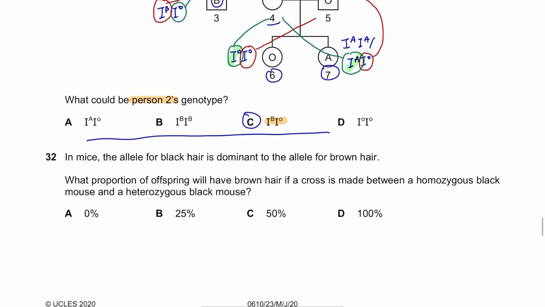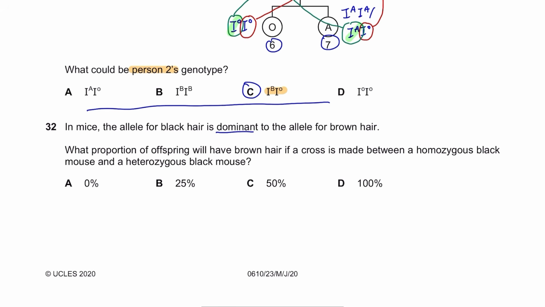Question 32. In mice, the allele for black hair is dominant to the allele for brown hair. What proportion of offspring will have brown hair if a cross is made between a homozygous black mouse and a heterozygous black mouse? Let's put the allele for the dominant as capital letter B and allele for brown hair, which is the recessive, as small letter b. If it's homozygous black, there will be 2 capital letter B's. Then if it's heterozygous black, then it will be capital letter B and small letter b.